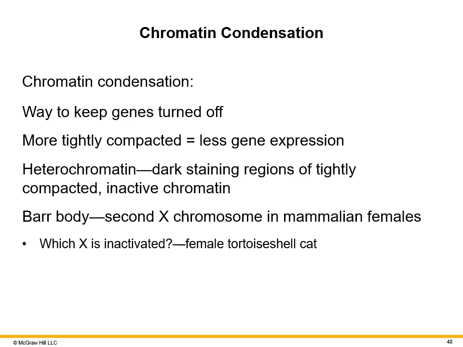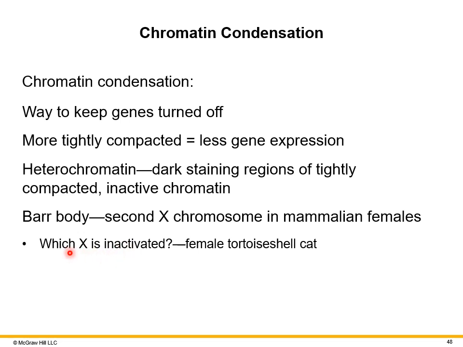Again, we will revisit chromatin condensation. The more that chromatin is condensed, meaning the more the DNA is wrapped around the proteins, this is a way to keep the genes turned off. The more tightly the DNA is wrapped around the proteins, the less gene expression is going to occur. Heterochromatin is the dark staining regions of tightly compacted inactive chromatin. The bar body is a second X chromosome in mammalian females, which is inactivated.